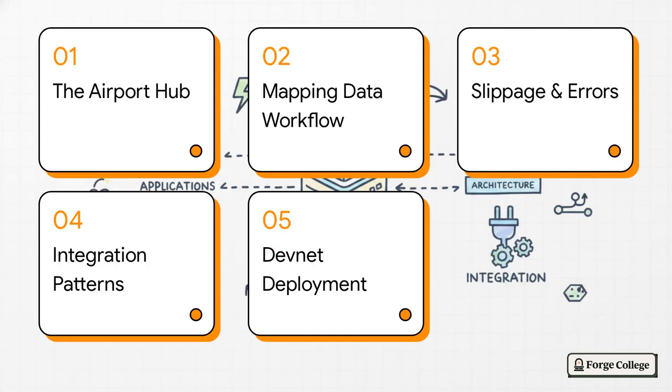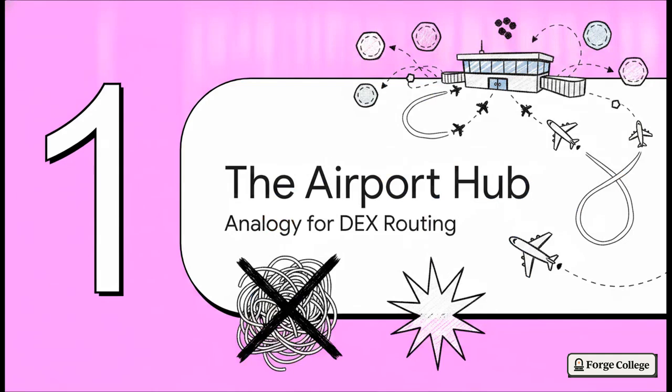So here's our departure board for the day. First, we'll look at the airport hub analogy, then we'll map out our data workflow. After that, we'll tackle slippage, errors, and turbulence, followed by choosing our integration patterns, and finally, we'll run through our devnet deployment checklist. Section 1, the airport hub analogy.